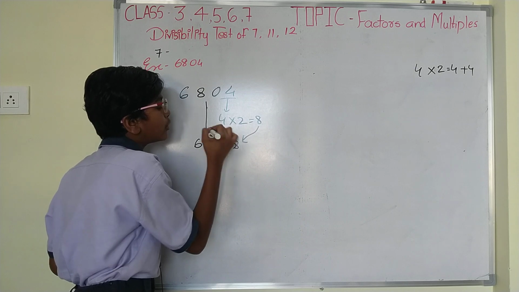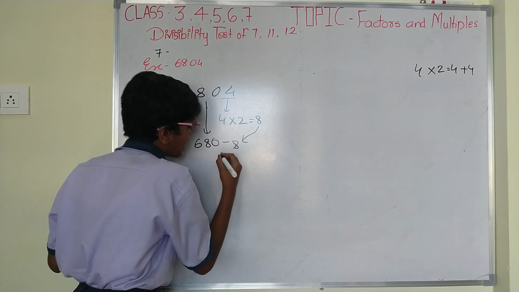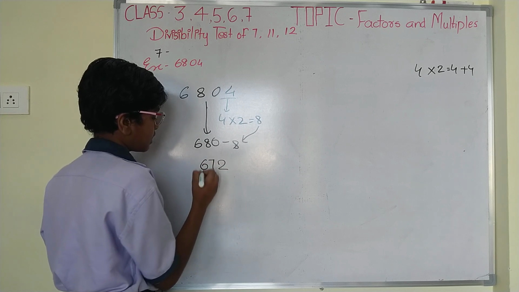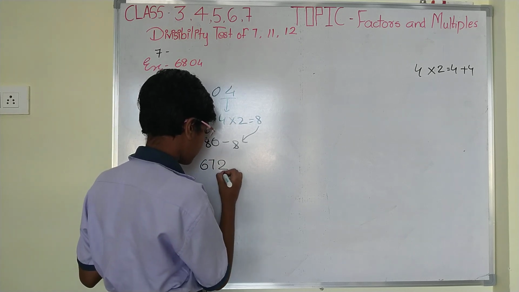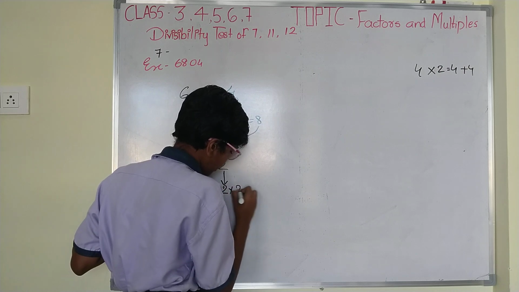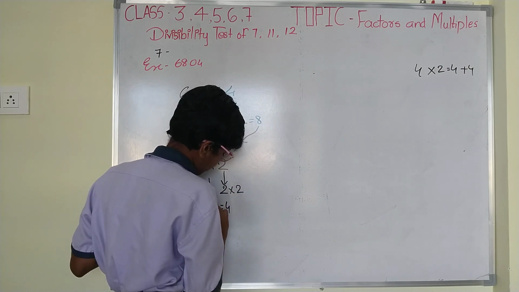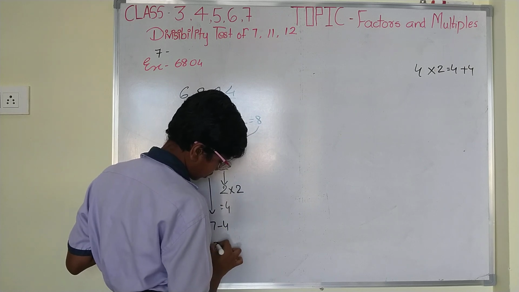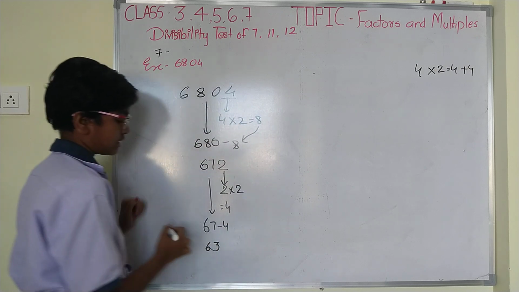I'll do it minus 8. 10 minus 8, 2. 6, 7, 2. No, I also don't want to divide this, so I'll bring down this number. 2 into 2 is 4. Bring 6 to 7 minus 4. 7 minus 4, 3. 63.